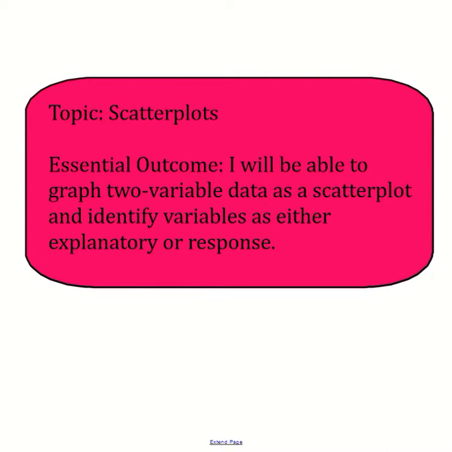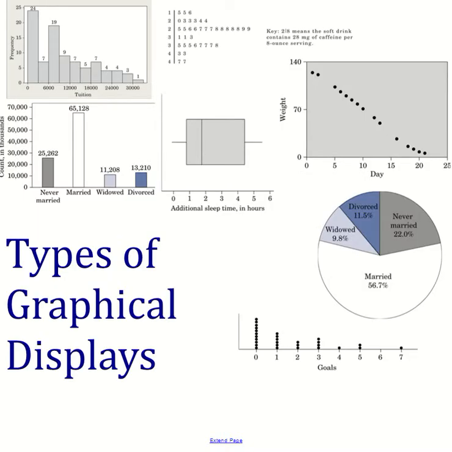So remember, we talked at the beginning of this class about the types of graphical displays. We've done bar graphs, histograms, stem and leaf plots, box and whisker plots, dot plots, circle graphs, and today we're going to be doing scatter plots.